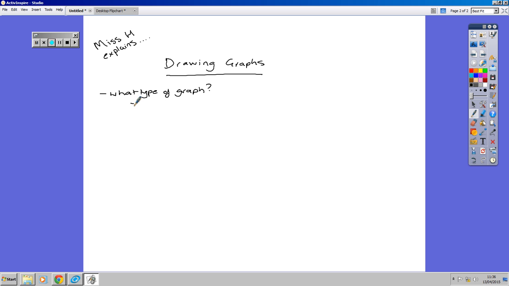And it will only be one of two things. It will either be a bar graph or it will be a line graph. Once you've established which, which I'll tell you in the question, you need to think about what you're going to get your marks for.